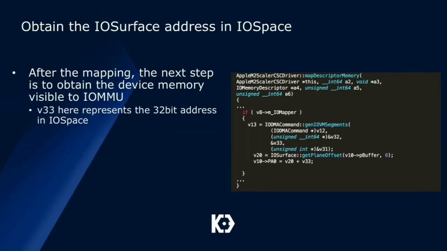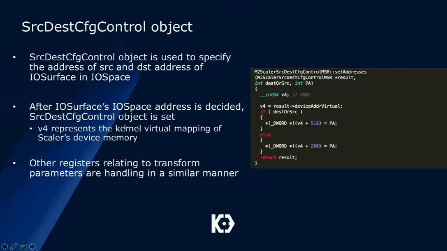The next step is to obtain the mapped IOSurface address in the IO space. This is done by calling the function generateIOVMSegments. After you call this function, you obtain that address, and you can notice that V33 indicates the result address, which is 32-bit. After you get the source and destination IOSurface addresses in IO space, it's time to set the scaler device registers.